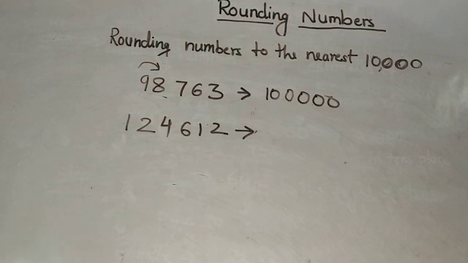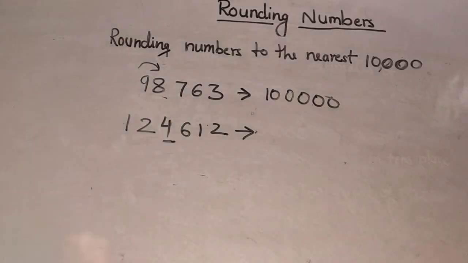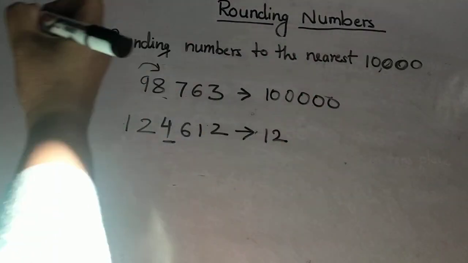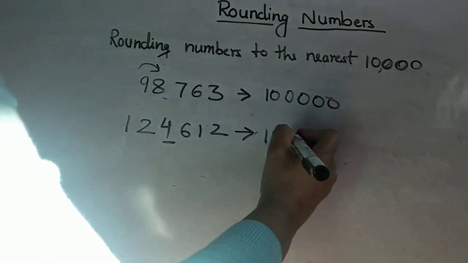One lakh 24,612. Right to the 10,000 place, which is smaller than 5. So we will not change the 10,000 place. It will be as it is. Now change all the digits to the right of the 10,000 place to 0: 1, 2, 3, 4.